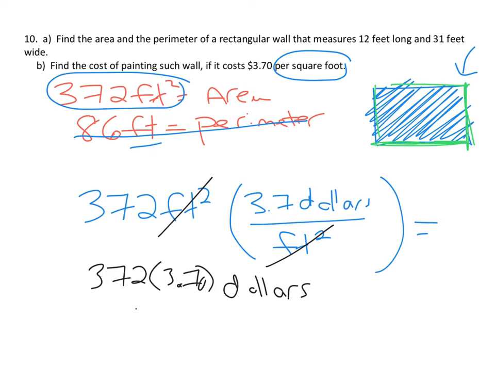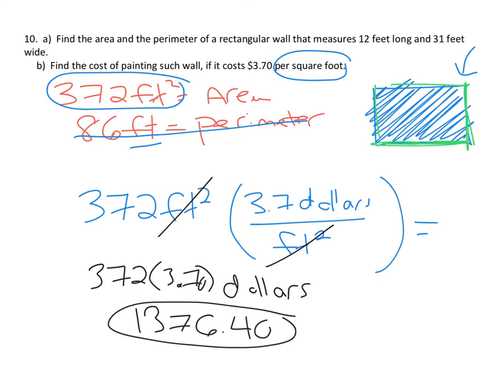And that's going to be, let's see, $1,376.40 to paint the whole wall. Another way of thinking of this multiplication is to divide the wall into a bunch of square feet. We know there are 372 little blocks, and each of those little blocks costs $3.70 to paint. So you have to multiply in order to get your total cost.